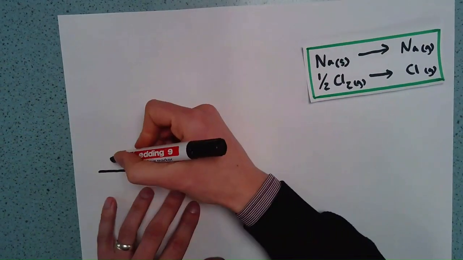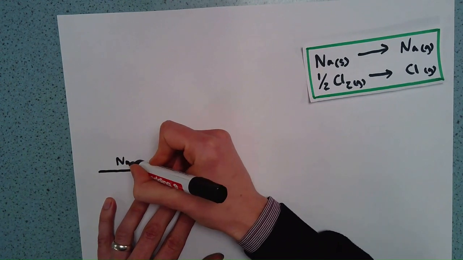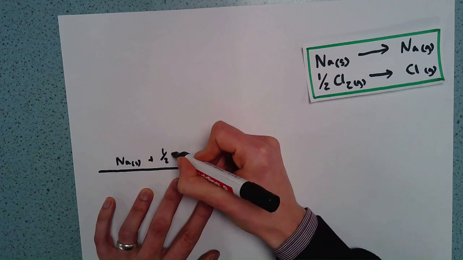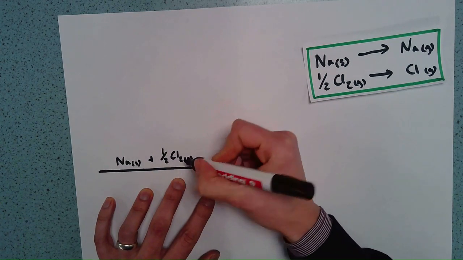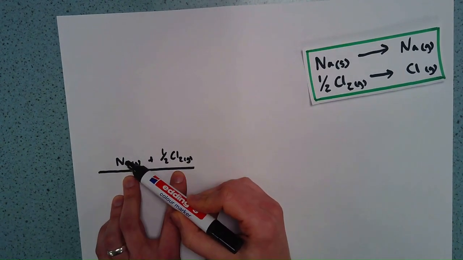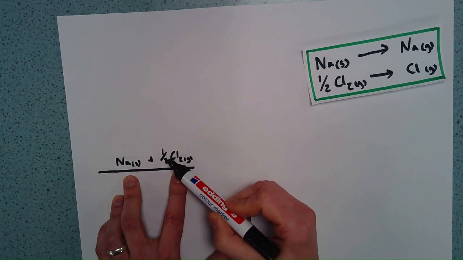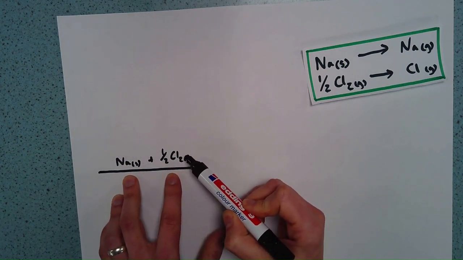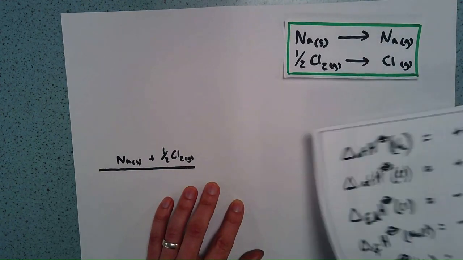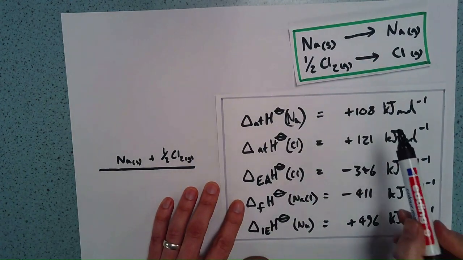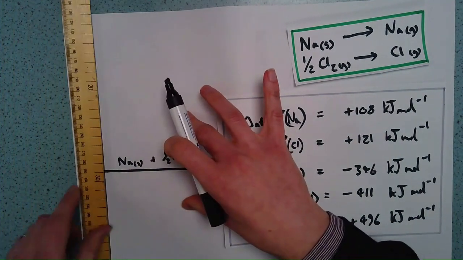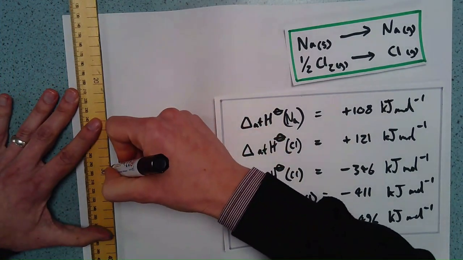So the first thing I'm going to do is write out what the elements in the standard state are. Na, solid, and we're going to have half a mole of Cl2 as a gas. I'm going to write that out, making sure that I've got the balancing right. So 1 mole of sodium atoms compared to half a mole of chlorine molecules. And then, because we're going from that to that, and we know that that is positive, I'll start with an arrow going up here.